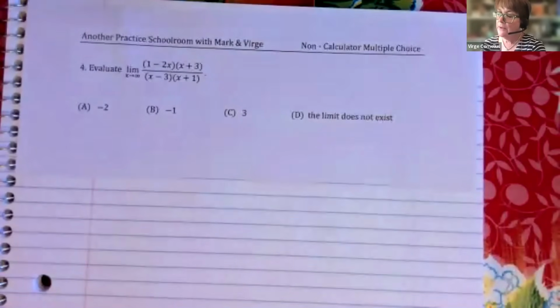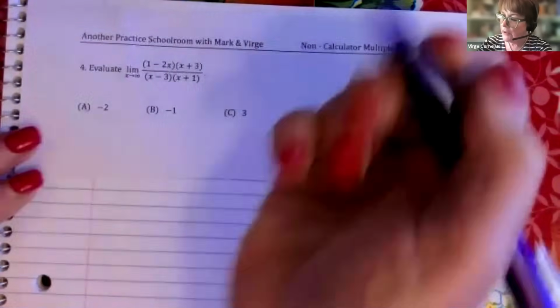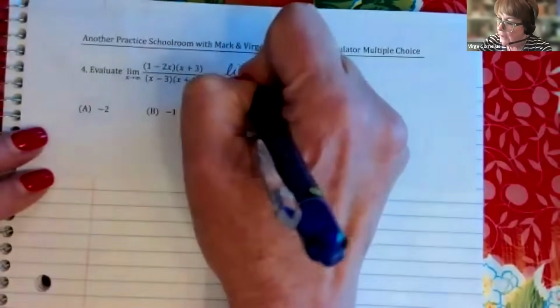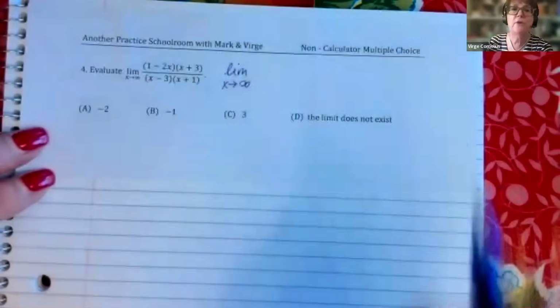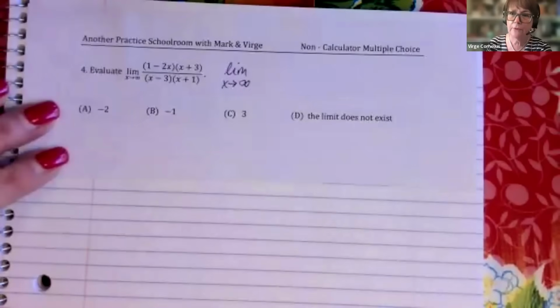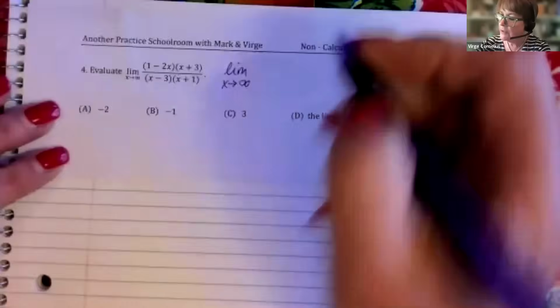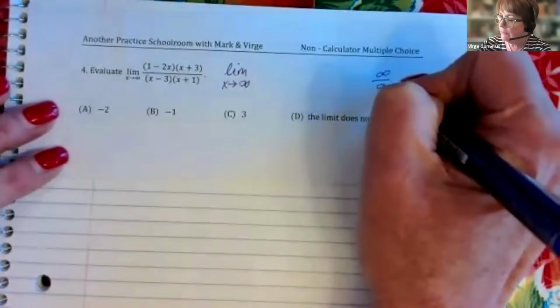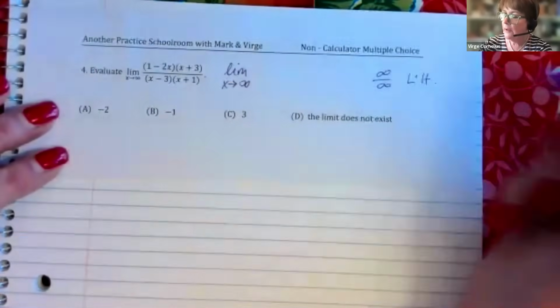Okay. So this one says evaluate the limit as x approaches infinity of some factored polynomial over some other factored polynomial. And if I go ahead and I expand this, I will have a trinomial over a trinomial. I think I know pretty much that if I expand this, I'm going to have a situation of infinity over infinity, or in particular, negative infinity over infinity. So L'Hopital's rule is going to apply. And I'm just going to write that, L'Hopital's rule applies.